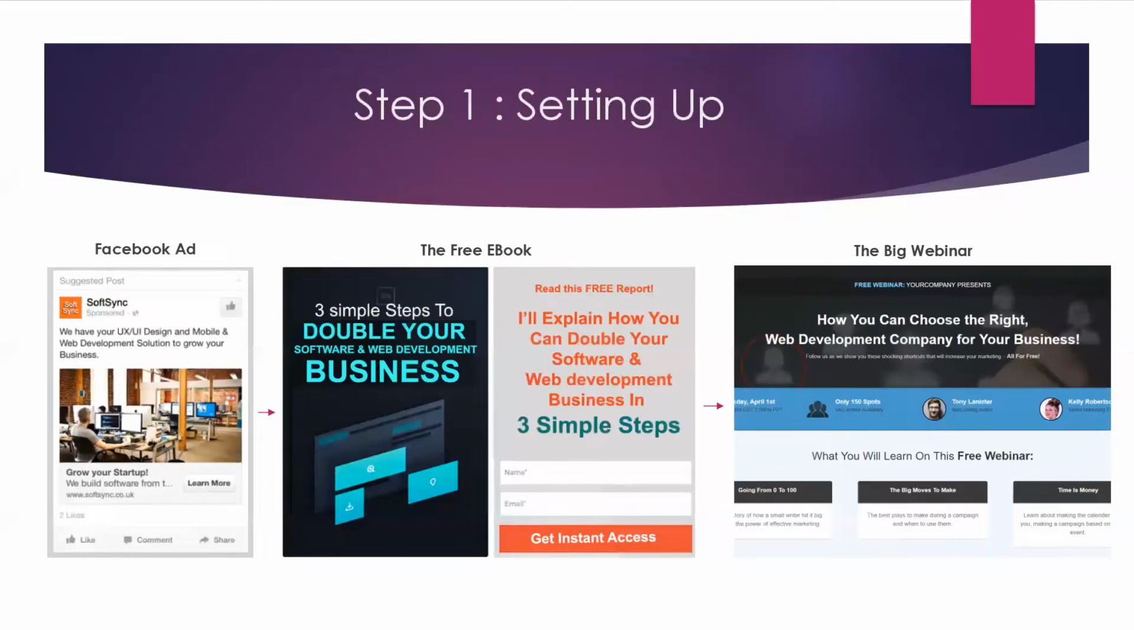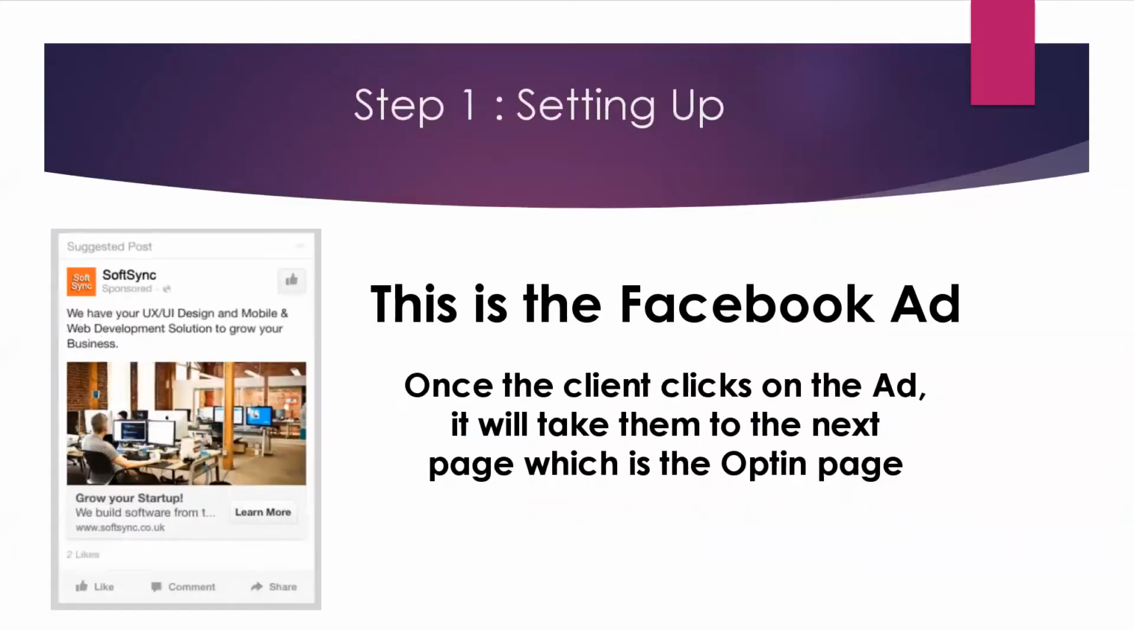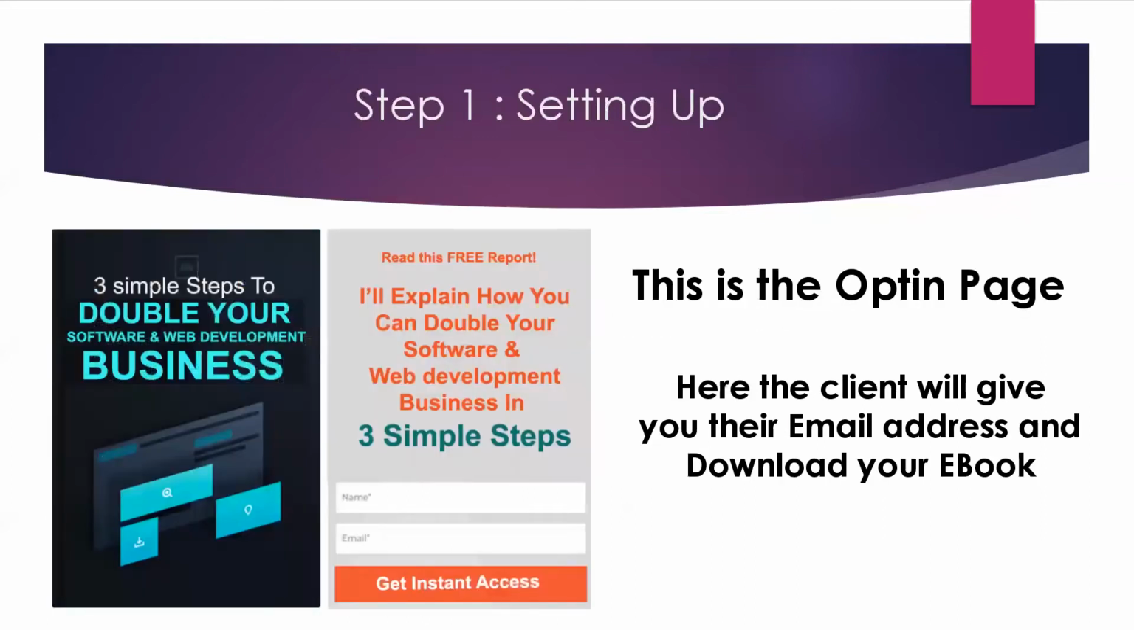So as I explained previously, just to recap, on the opt-in page in the middle, as you can see, there is a free book. So you're giving away some value. You're bribing all your prospective clients and customers and giving away your free book. So setting up, this is the Facebook ad. Once the client clicks on the ad, you will take them to the next page, which is the opt-in page. As I just mentioned in the previous slide, it's just an example for your Facebook ad. Right, this is the opt-in page.